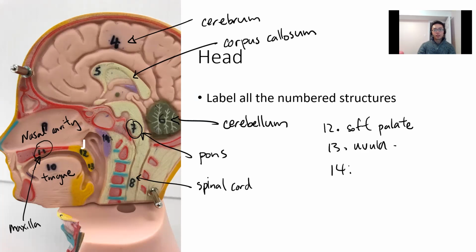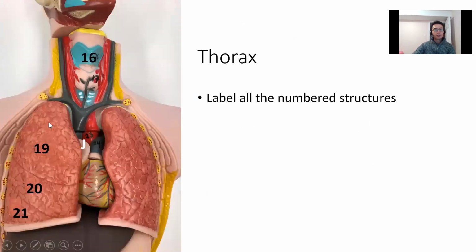14 is another hard one that usually people don't get. Anybody have an answer for 14 before I tell you? We learned a long time ago. That's the adenoid tonsil. Okay, we learned this in lecture 4. No, lecture 2, when we did the immune system. That is that. Next, the thorax.